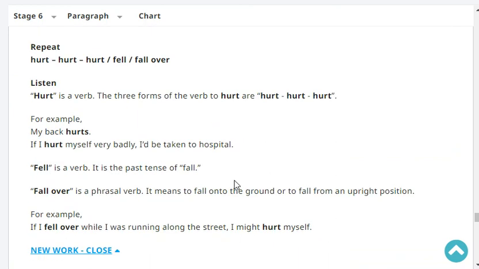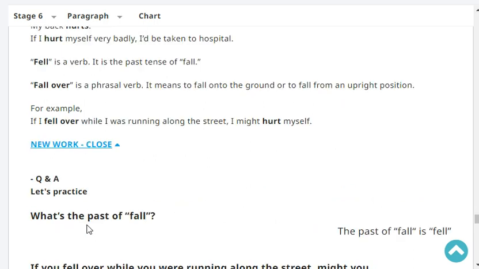The word fell is a verb. It is the past tense of fall. Fall over is a phrasal verb. It means to fall onto the ground or to fall from an upright position. For example, if I fell over while I was running along the street, I might hurt myself.